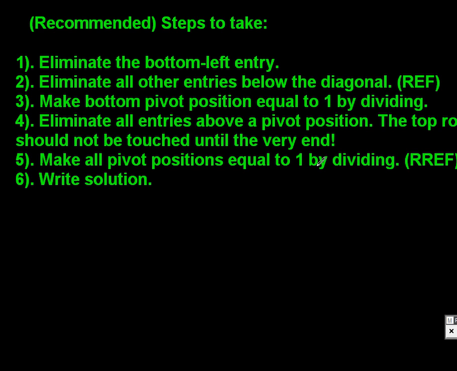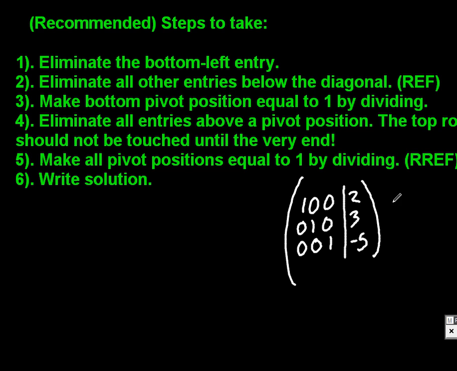When we try to make these pivot positions equal to 1, we do it by dividing, and then in the very end we have something that will look like an identity matrix. So like if it was a 3 by 3, this is what your matrix would look like. It'd be like maybe 2, 3, negative 5. That means our answer would be x is 2, y is 3, and z is negative 5. That's our goal in the end.